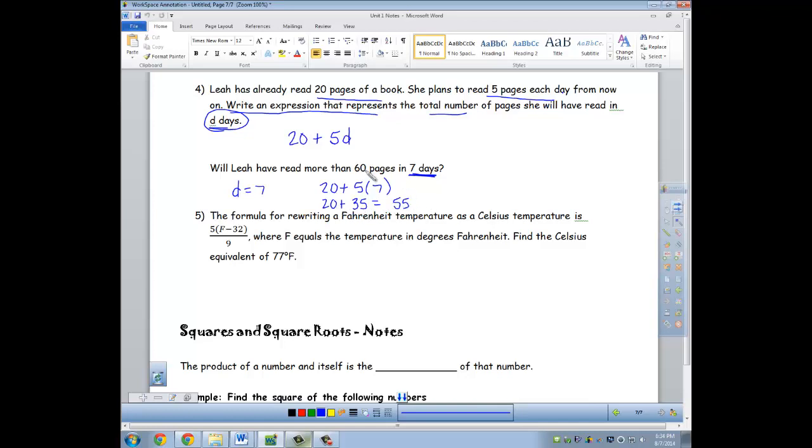We're not actually solving, that's once we get to equations. Right now we're just simplifying, doing anything we can. So make sure that you actually answer the question that they ask. Don't just stop at 55.